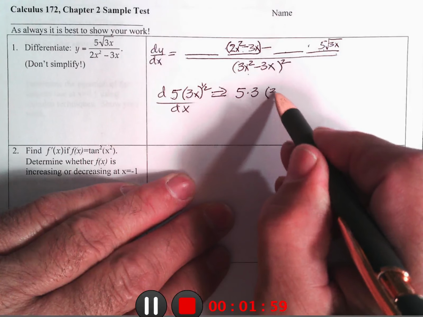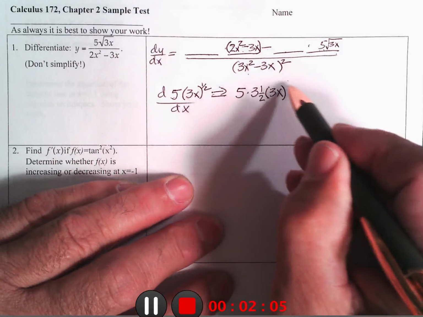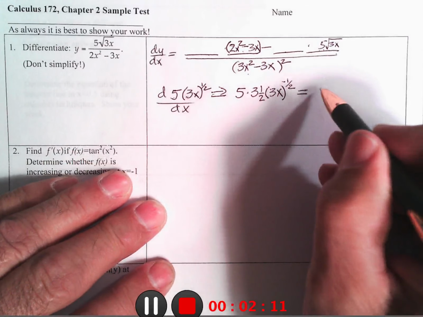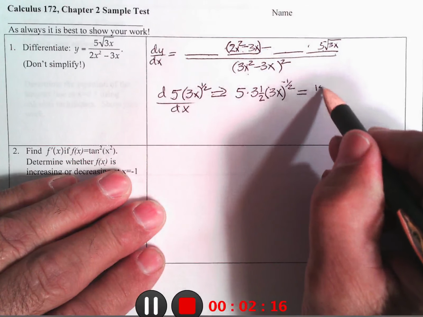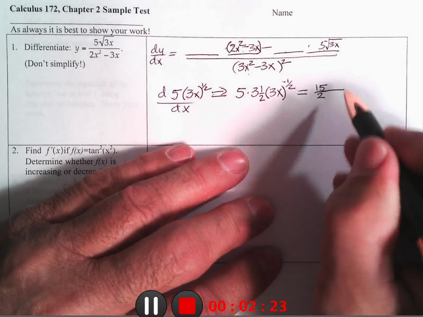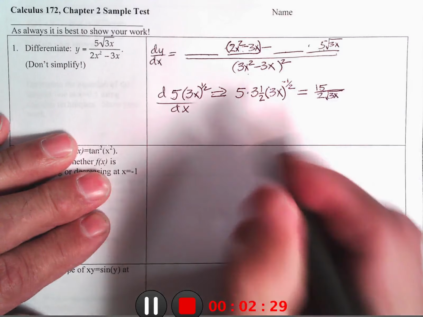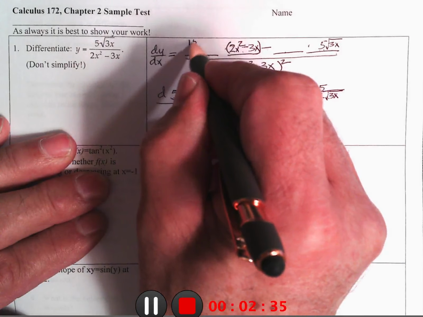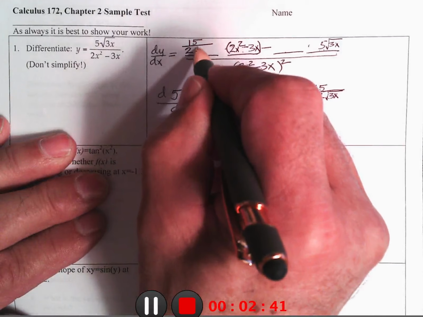3x to the 1/2, and so it would be 1/2 using the power rule, and 1 less than 1/2 is minus 1/2, which would be, see, 15 divided by 2, and then the negative would put that in the denominator, so that'd be 3x to the 1/2 in the denominator of that. So I'm going to put in here, for the derivative of the numerator, 15 over 2 times the square root of 3x.